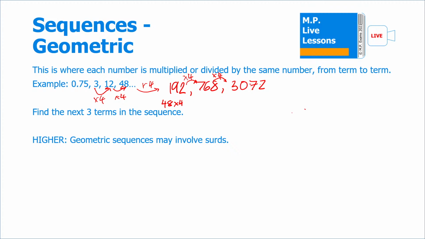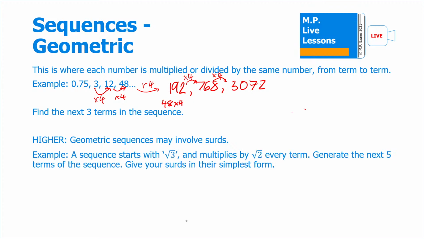Now, for higher tier, geometric sequences might involve surds. So let's say we've got a sequence that starts with the square root of 3 and multiplies by the root of 2 every term. So that's here. Now generate the next 5 terms of the sequence and give your surds in the simplest form. So the next term is root 3 times root 2, which is root 6. Then to get the next term, it's root 6 times root 2. This is root 12, but this can be simplified to root 4 root 3, which is 2 root 3.